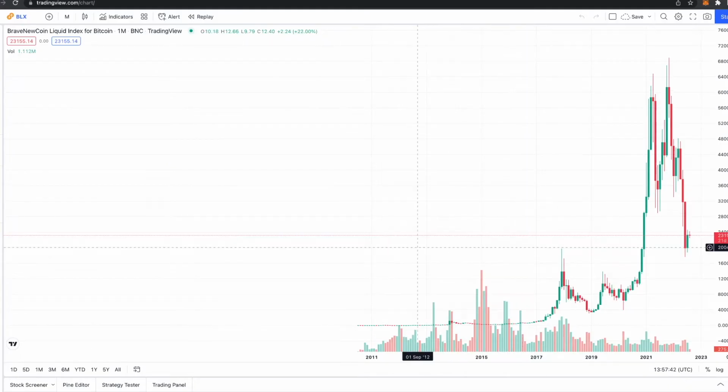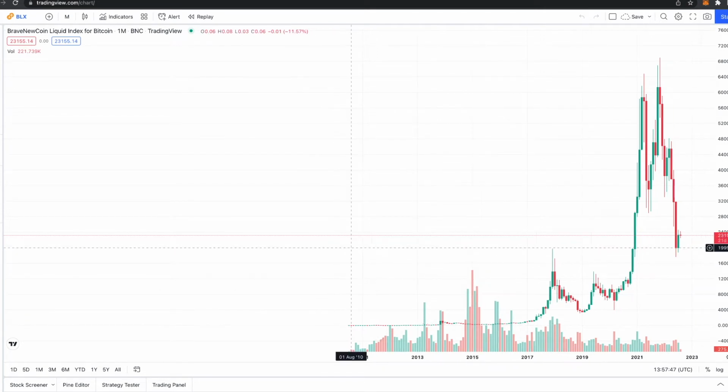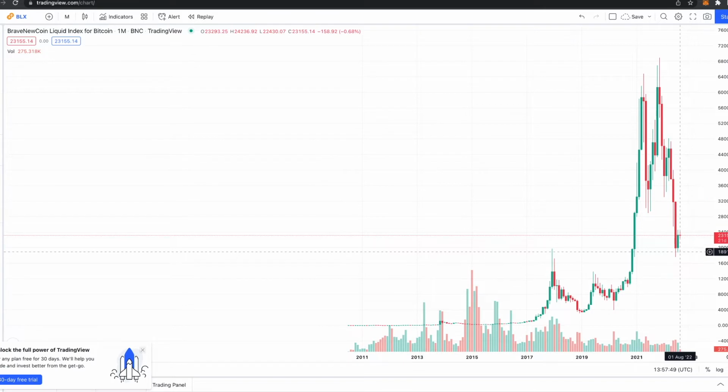Alright, so let's go to TradingView. For those of you that don't know how to get there, TradingView is an app, and you can look at charts, stocks, Forex, pretty much anything you like.